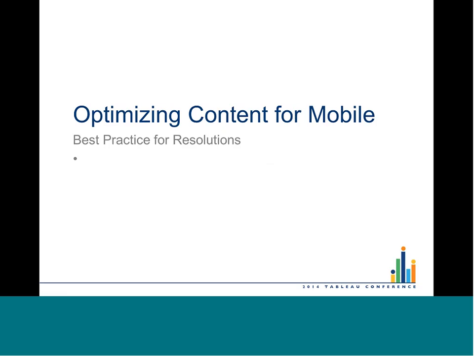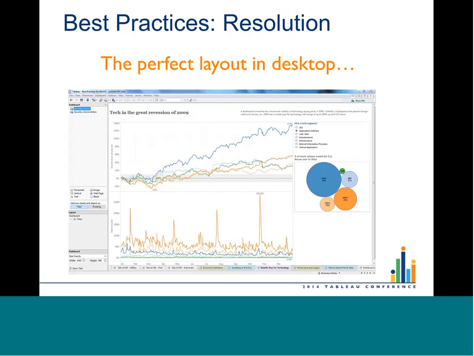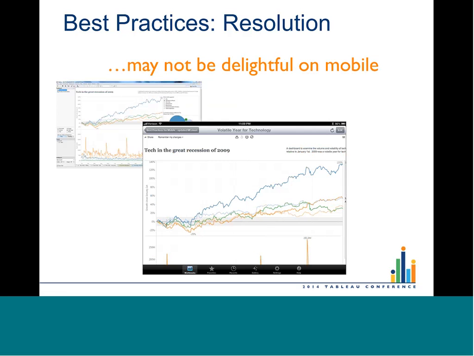But let's talk about optimizing content for mobile. Best practices, talking about resolutions of your screen. So first, you may have experienced this: you're working away on your big desktop monitor, you've got the perfect layout, everything looks great. You publish it to the server, look at it on your tablet, and this is what you've got. Tech in the Great Recession of 2009, only you don't really get any of the other portions of the viz. You've cut off the right side, you've cut off the bottom. And that's simply due to the size of your screen.